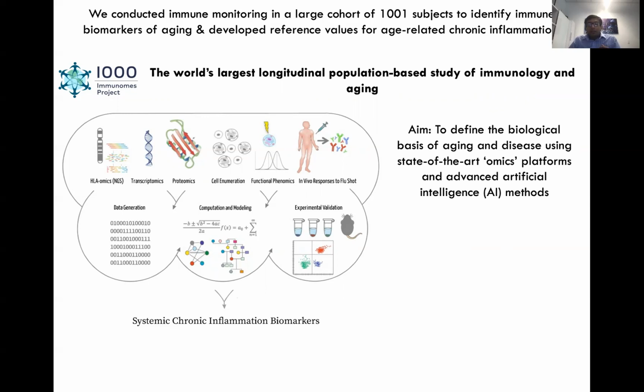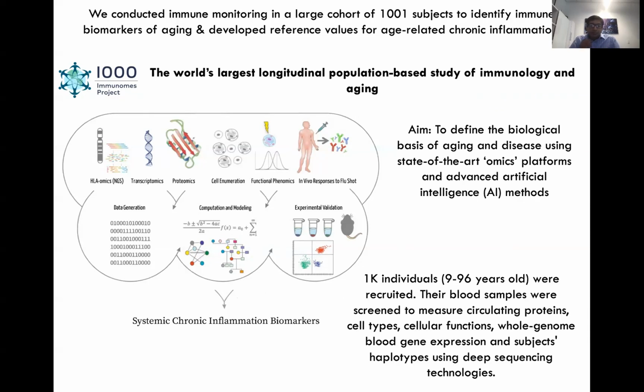deep omics analysis, which included looking at their transcriptomics, their proteomics, and then passing it through different computational modeling to identify what could be the markers which are a consequence of systemic chronic inflammation. And the major aim was to define the biological basis of aging.